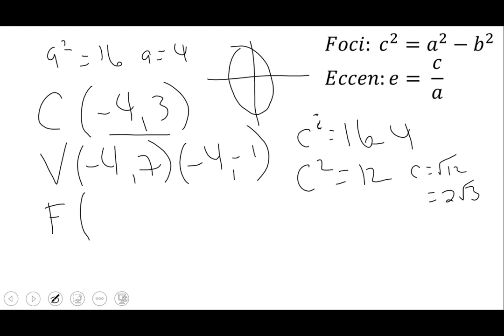So your foci are going to be located at -4, and then 3 plus 2 radical 3, and 3 minus 2 radical 3, and I'm fine if you just write it as such.